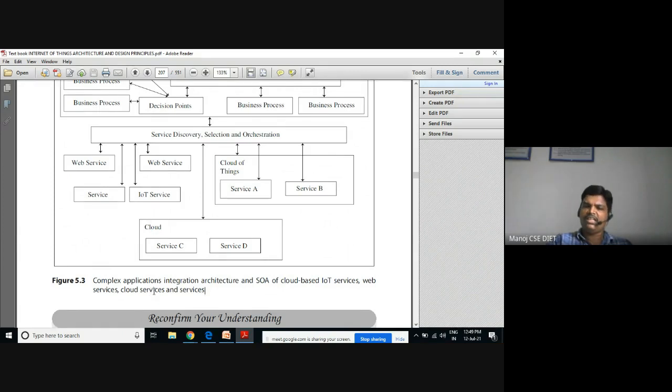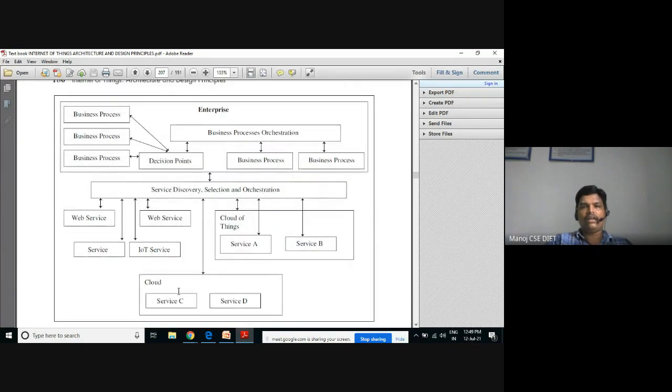Complex applications integration architecture and service oriented architecture of cloud-based IoT services, web services, cloud services, and other services. There you can observe we are representing our enterprise. We are working for an enterprise. There are multiple business processes, which usually exchange or give the inputs to decision points, and consider the data from these decision points. And there are multiple business processes around our orchestration. This orchestration is a module which is supported by all these business processes, internally and individually.